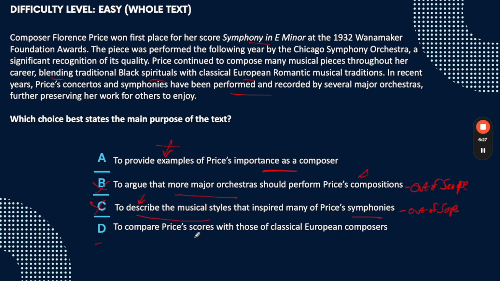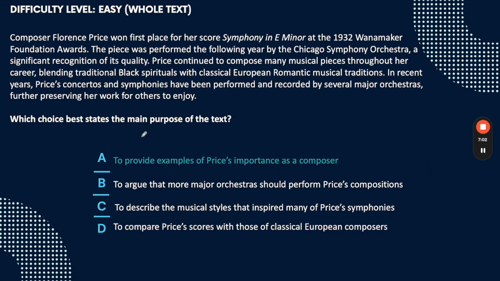To compare Price's scores with those of classical European composers. There was no comparison given to us in the text between Price and European composers. There was no mention of any kind of comparison like this. So D is definitely out. Again, the reason will be out of scope, not being discussed in the text. So very clearly we could eliminate our options because they are simply irrelevant to the text, something that's not even being discussed in the text, right? So out of scope was the reason here to eliminate most of my options. I've got the correct option here, that is A.